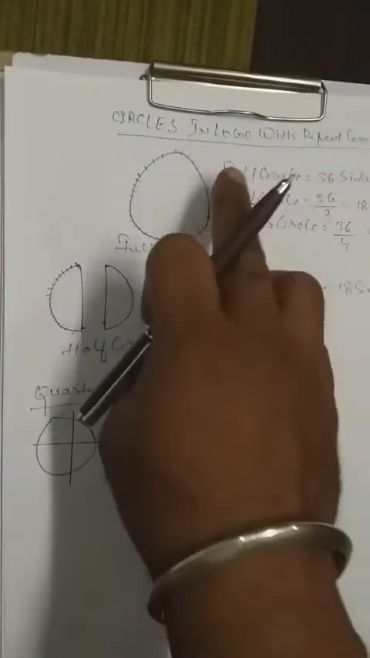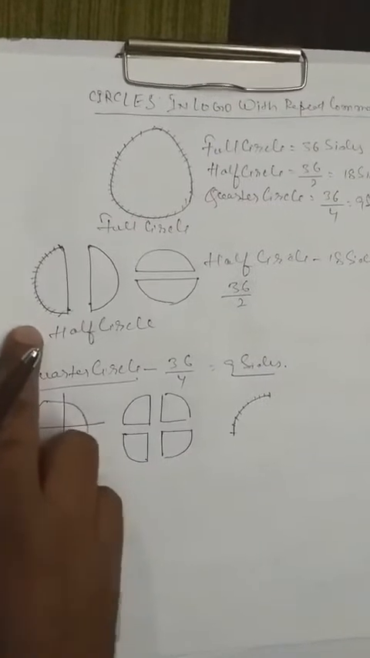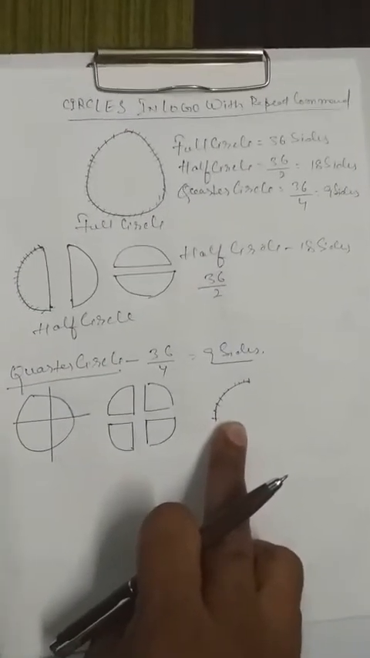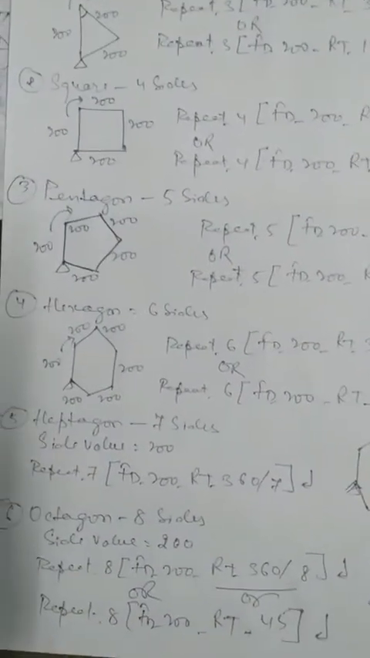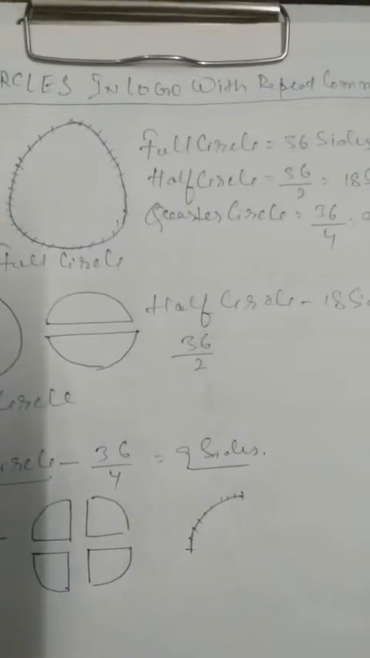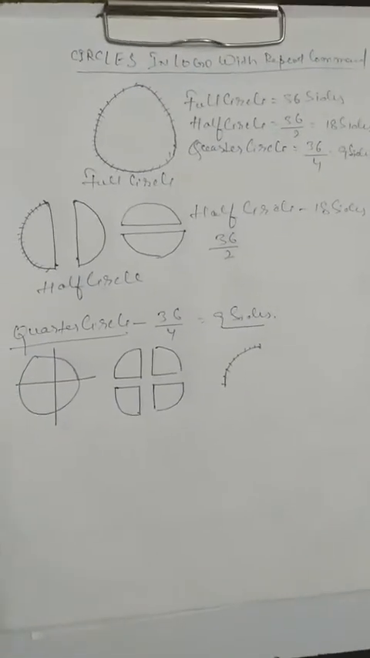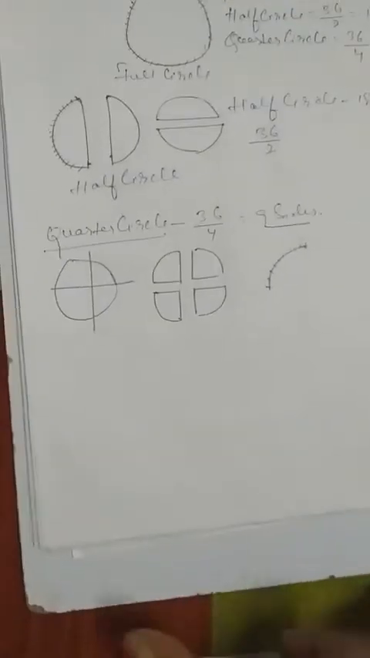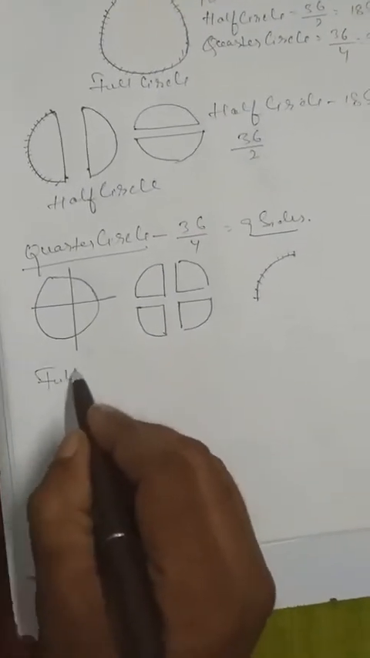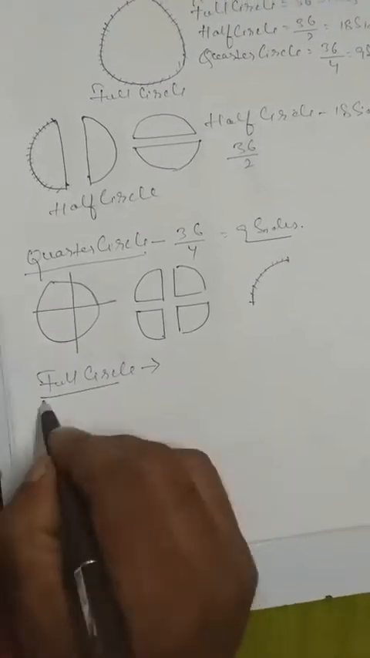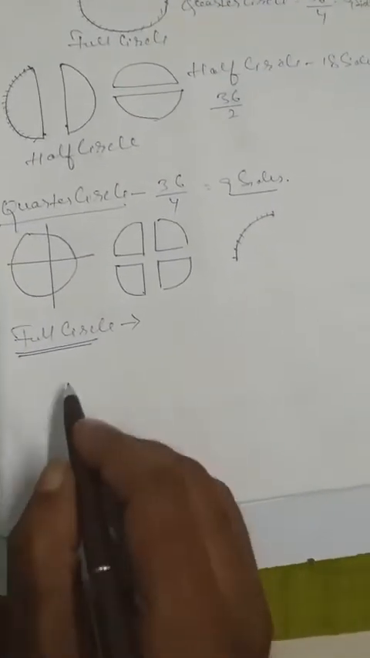In full circle 36 sides are there, in half circle 18 sides are there, in quarter circle 9 sides are there. Did you understand, my dear children? Like in triangle there were 3 sides, square 4 sides, pentagon 5 sides, hexagon 6 sides. In full circle 36 sides are there, half circle 18 sides are there, and quarter circle 9 sides are there. So if you want to draw full circle, this is the figure.